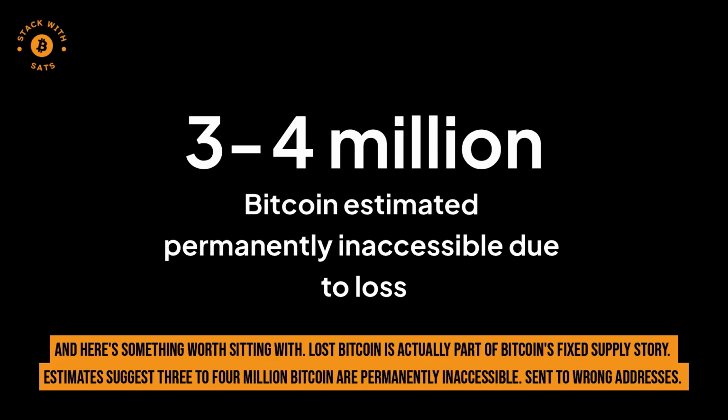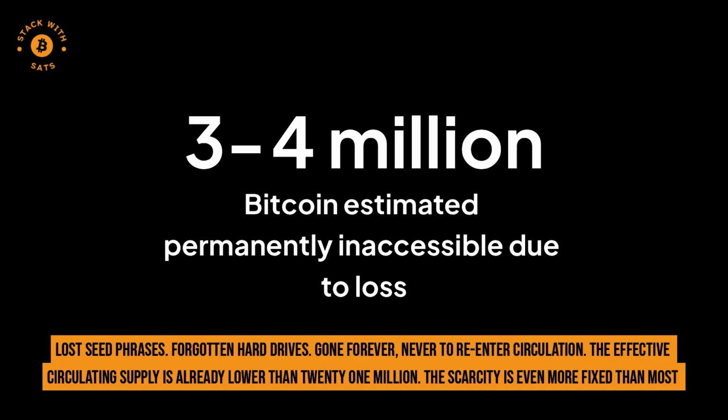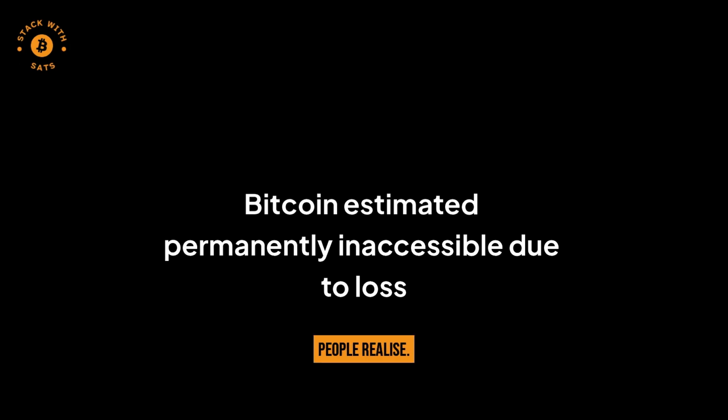And here's something worth sitting with. Lost Bitcoin is actually part of Bitcoin's fixed supply story. Estimates suggest 3 to 4 million Bitcoin are permanently inaccessible, sent to wrong addresses, lost seed phrases, forgotten hard drives, gone forever, never to re-enter circulation. The effective circulating supply is already lower than 21 million. The scarcity is even more fixed than most people realize.